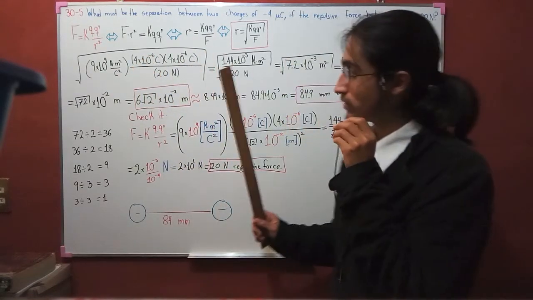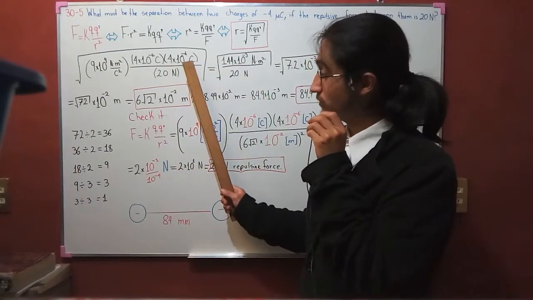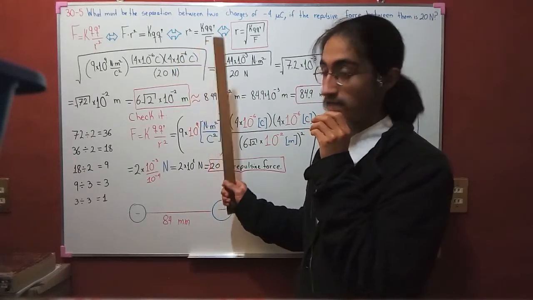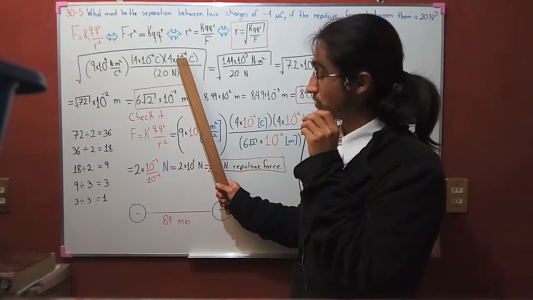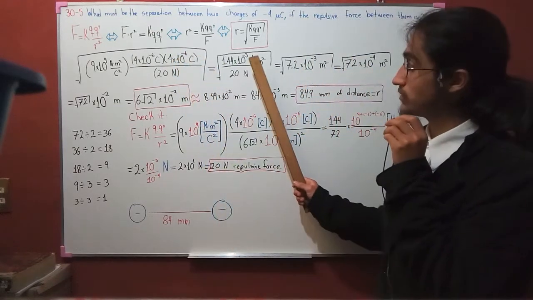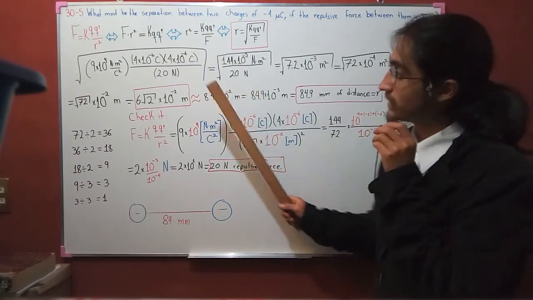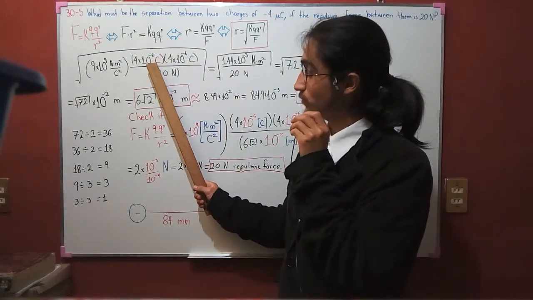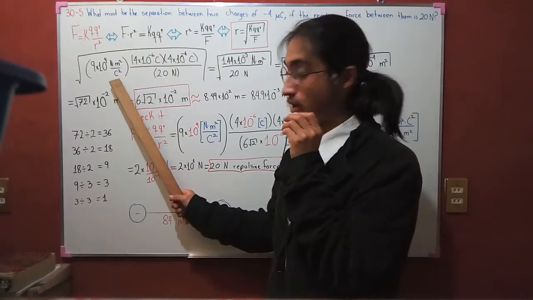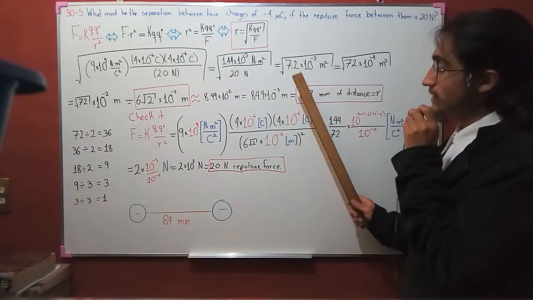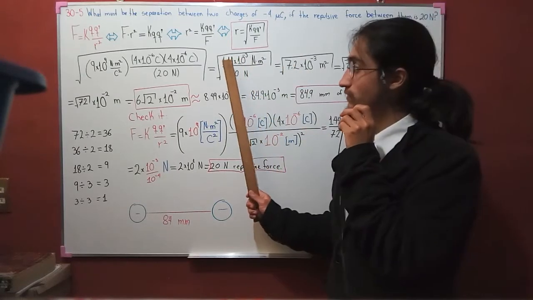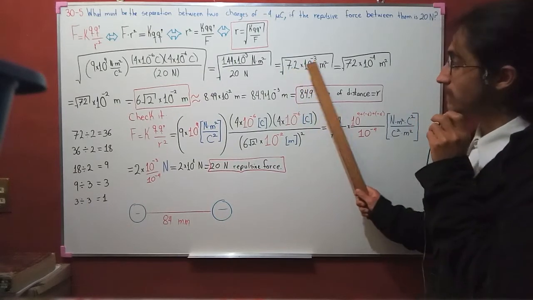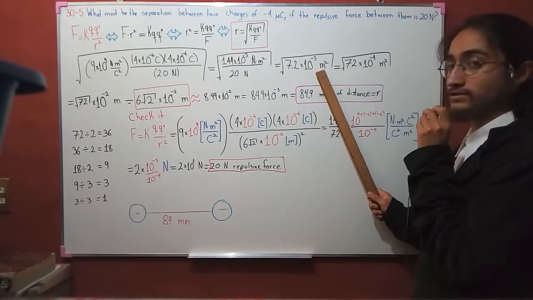10 raised to the power of 9 plus negative 6 is 10 raised to the power of 3. And multiplied by 10 raised to the power of negative 6 is the sum of the exponents. So 3 plus minus 6 is equal to negative 3, divided by 20 newtons. Coulomb multiplied by Coulomb and divided by Coulomb is equal to 1. It's equal to 144 divided by 20, which is 7.2 times 10 raised to the power of negative 3 meters squared.